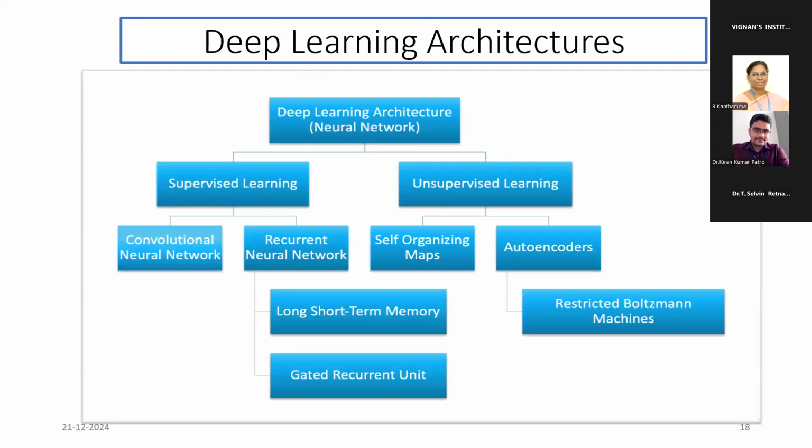So coming to the different deep learning architectures. Deep learning architectures are further classified into supervised and unsupervised. I already told you in the previous slide, supervised means data with labels. Unsupervised means data without labels. Supervised learning is again classified into convolutional neural networks and recurrent neural networks. Recurrent neural networks are further classified into LSTM, long short-term memory, and also gated recurrent unit. Unsupervised learning is classified into two different types, self-organizing maps and autoencoders.